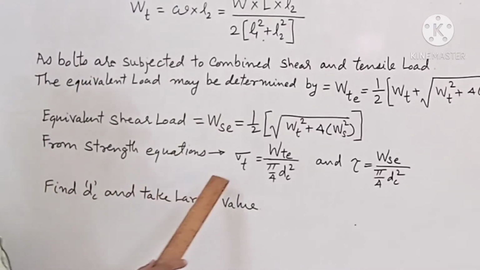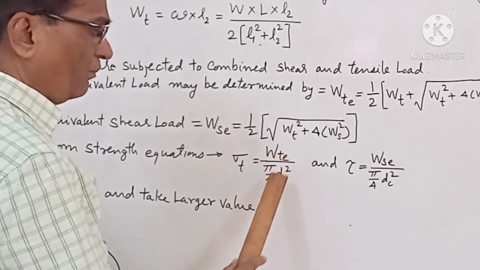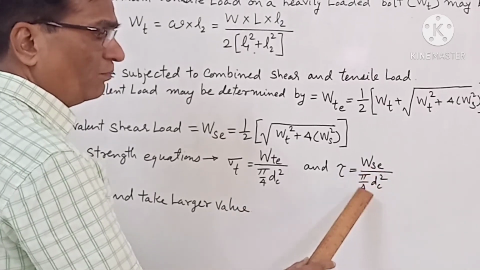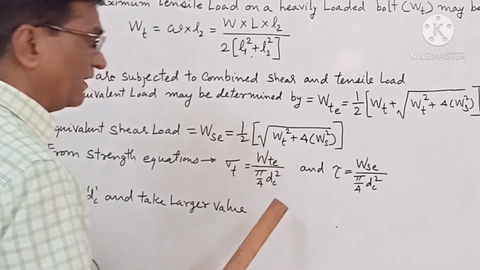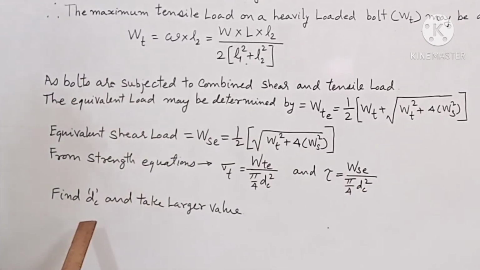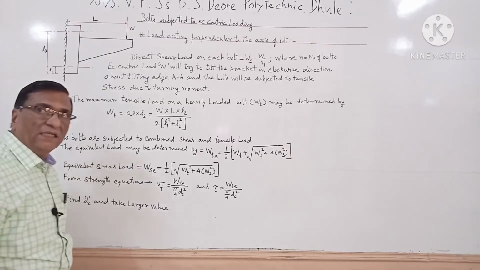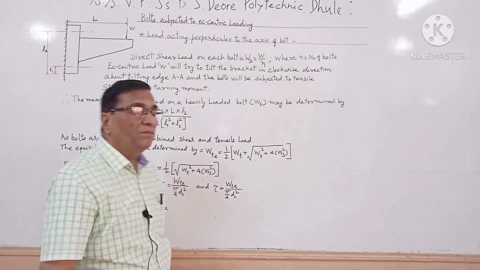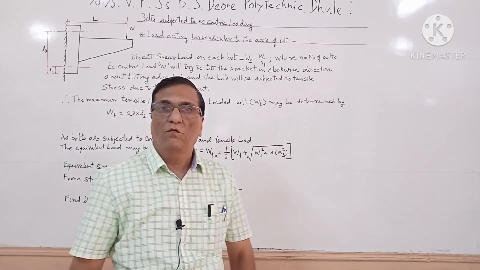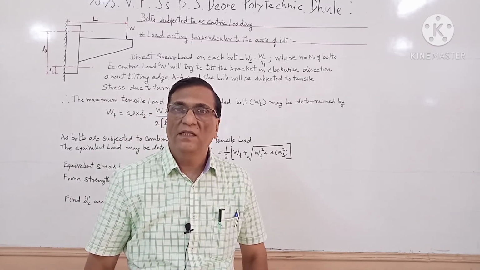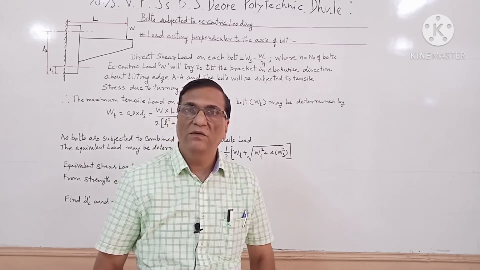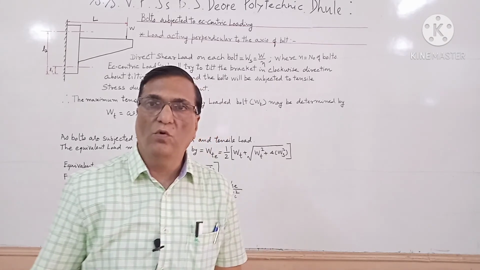From the strength equation, sigma t is equal to Wte upon pi by 4 dc square and tau is equal to Wse upon pi by 4 dc square. We will calculate the value of dc from these strength equations and we will take the larger value. So this is about the design of bolt subjected to eccentric loading when the direction of load is perpendicular to the axis of bolt.